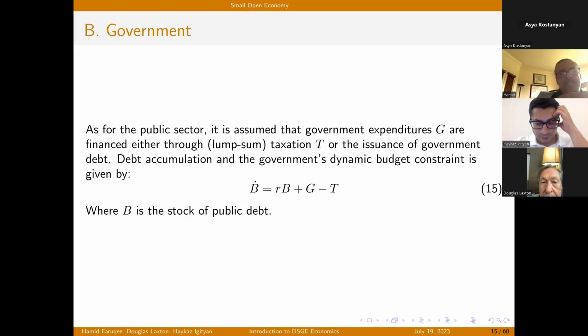public debt. You have the law of motion here: the change in government debt is related to interest payments on the existing stock, plus new expenditure, the flow of government spending in that period, less revenues, which determine the evolution of public debt. Next slide, please.